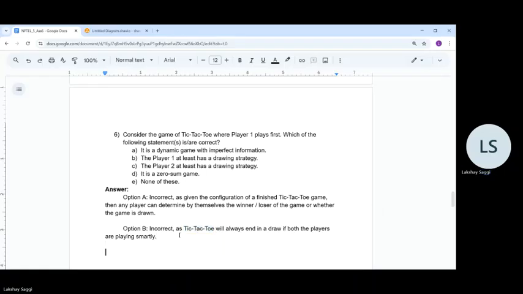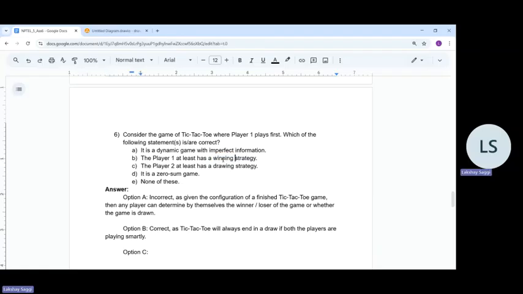Similarly for option C, player two has at least a drawing strategy. Okay, so option B is actually correct. My bad, I thought it's a winning strategy. Or maybe I can just change that.